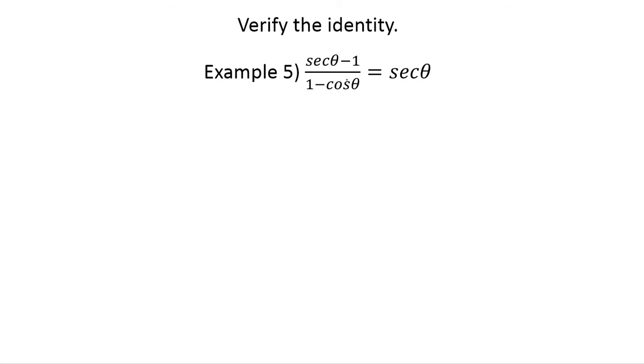One strategy I like to use, if I see something like this in the denominator, sometimes I'll multiply by its conjugate, 1 plus cosine. So I do 1 plus cosine over 1 plus cosine. However, if I look ahead, I just don't see that that's going to do a lot for me. It's going to get a little bit ugly, so I'm not going to go that route.